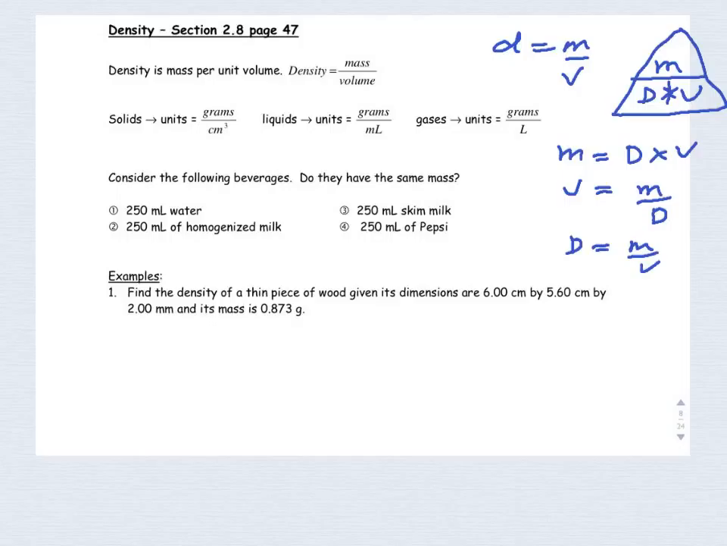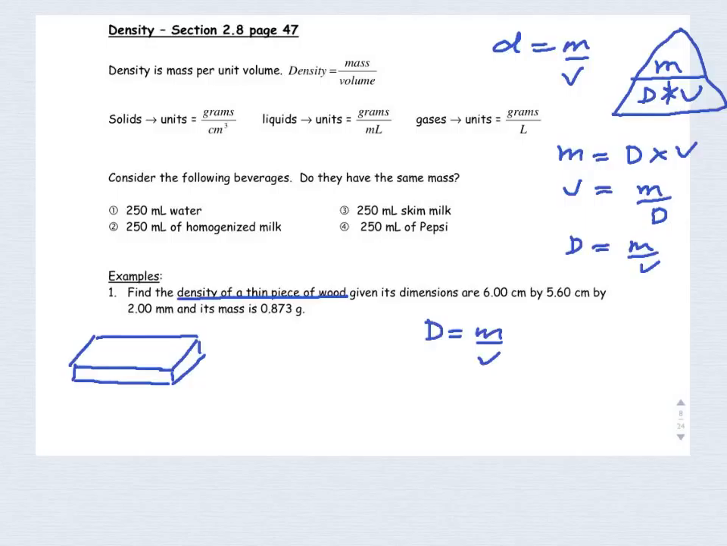So what I want to do now is some math questions that actually get you to calculate density. So for example, number 1, find the density of a piece of wood. A thin piece of wood, given its dimensions, are 6 centimeters by 5.6 centimeters by 2 millimeters. That's clearly going to be some kind of a cube type deal. It's not very thick, so I'm just going to draw a little picture to get you to visualize. To find the density, you should know in your head that density is going to equal the mass divided by the volume. We need to figure out the volume first.